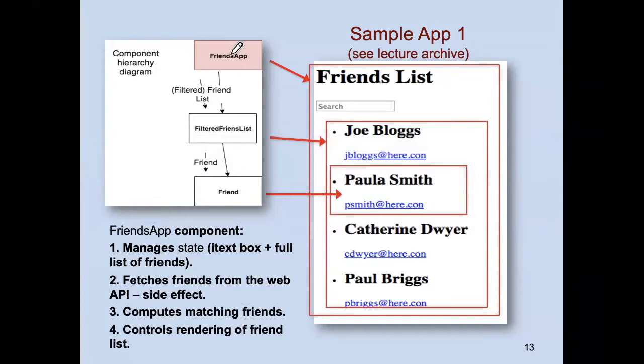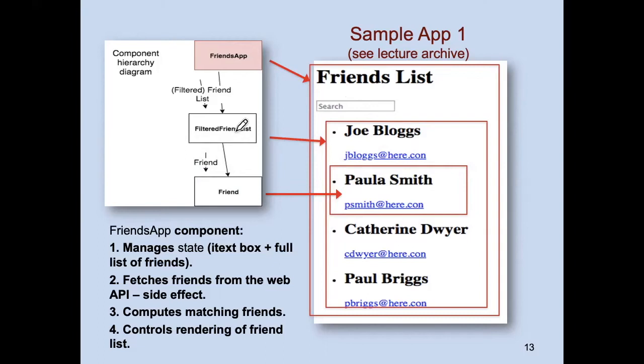I've got a component at the top of my hierarchy, which I've called the Friends App component. It is a stateful component. And down here, I'm documenting the nature of the state variables within it. In fact, there are two state variables in this component. One is going to contain the list of friends that I've retrieved from the web API. And the second state variable will contain the current value of my text box. Okay.